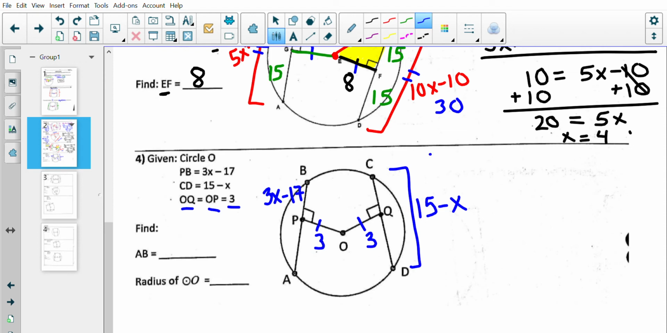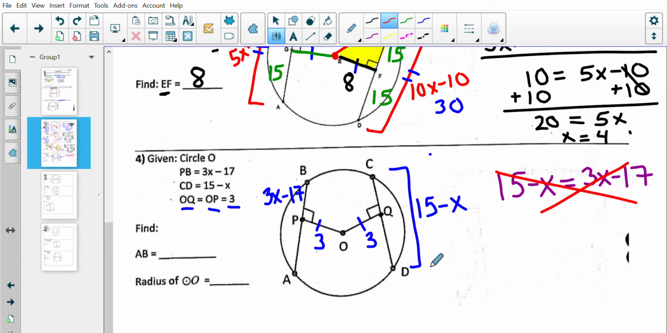All right, we want to find AB. So in order to find AB, I need to solve for x. Let me tell you what's wrong. The most common mistake here would be 15 minus x is equal to 3x minus 17. That is a big no-no. We don't want to do that. Why do we not want to do that?